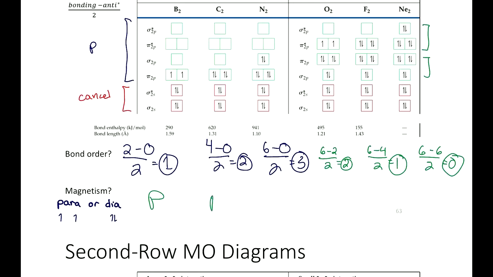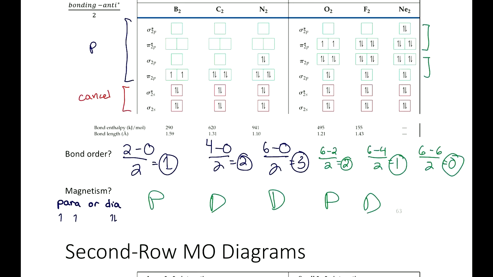Dia. Nitrogen? Diamagnetic, everything's paired. What about oxygen? This one is going to be paramagnetic, which is interesting. I'm actually collecting some liquid oxygen right now as we speak, and I will show you it responding to a magnetic field. And then diatomic fluorine, diamagnetic, right? Everything's paired. We're not going to do neon because it doesn't exist, right? So that's it. Magnetism just means, are there unpaired electrons or not?